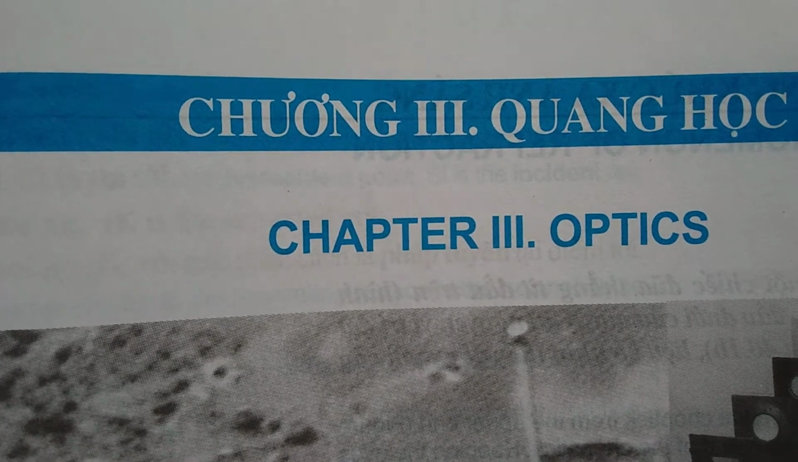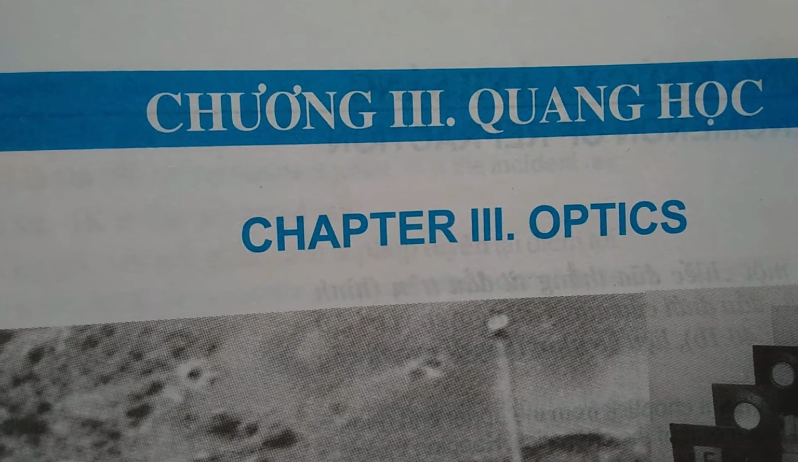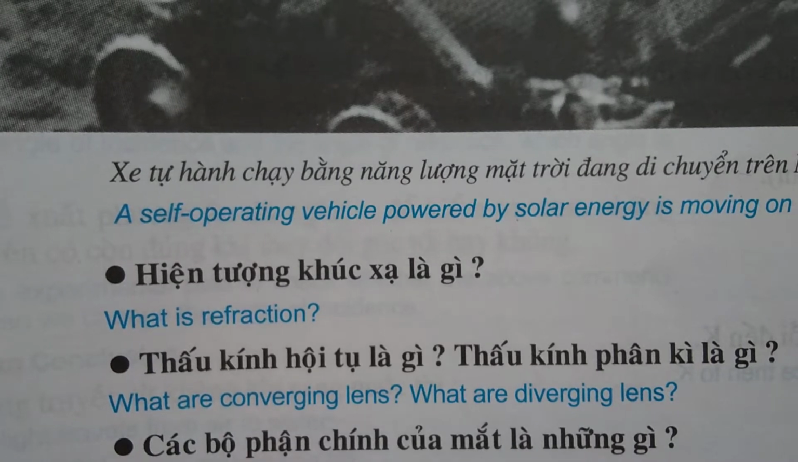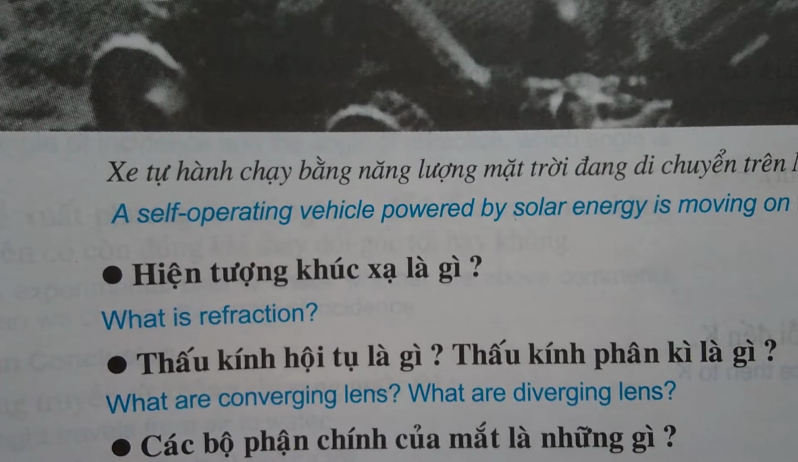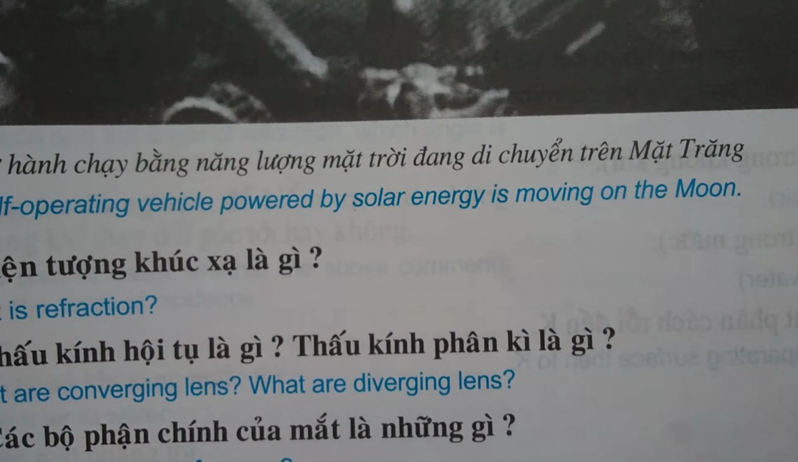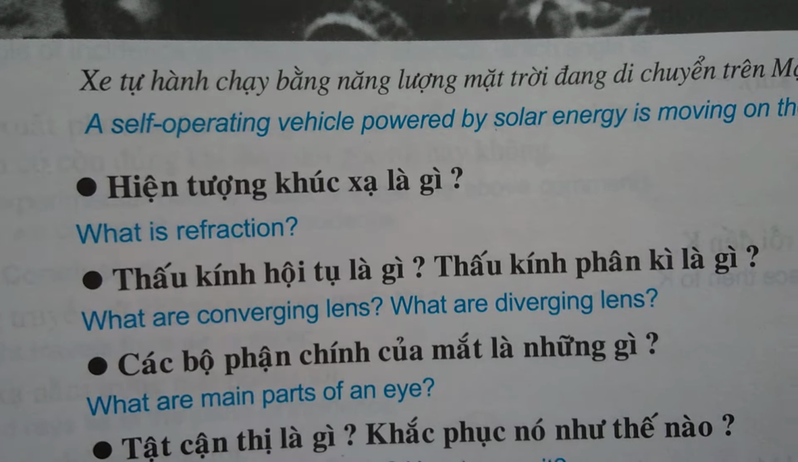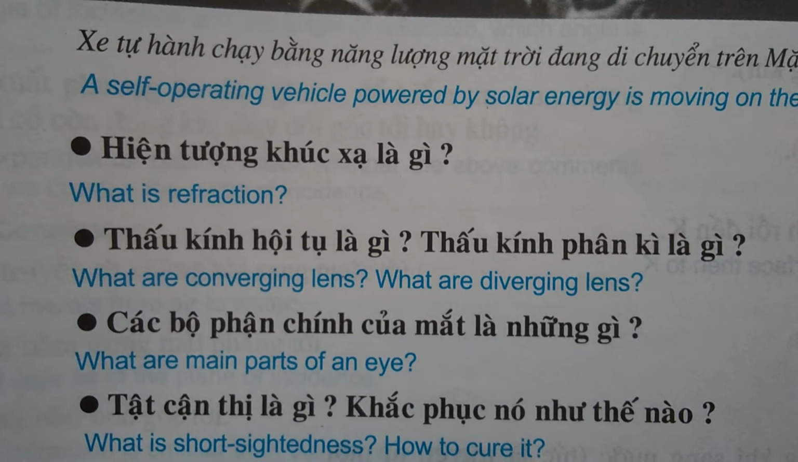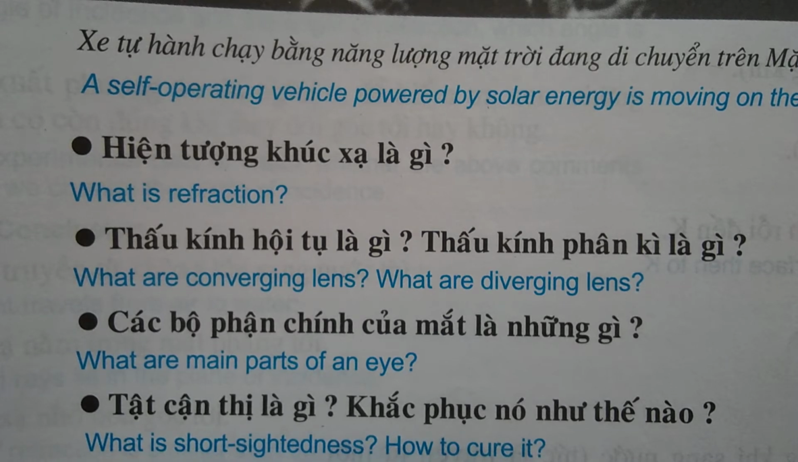Chapter 3 Optics, page 107. A self-operating vehicle powered by solar energy is moving on the moon. What is refraction? What are convergent lenses? What are divergent lenses? What are the main parts of an eye?